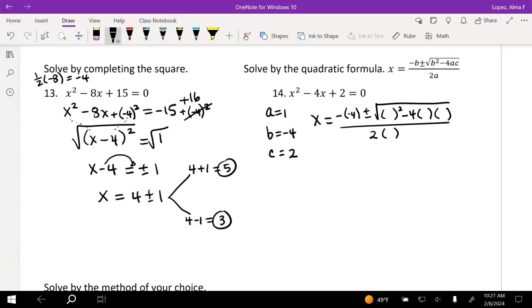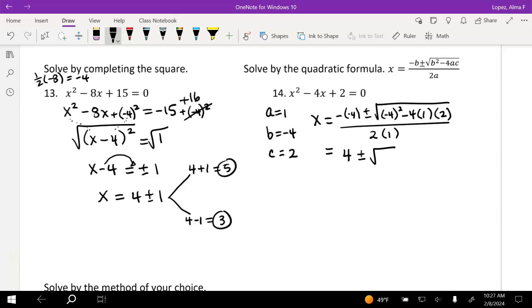Minus whatever B is, plus or minus the square root of B squared minus 4AC, all over 2 times A. Makes it a little easier to clean up. Minus a minus 4 is 4. Plus or minus the square root. Remember, the square root you'll clean up here.